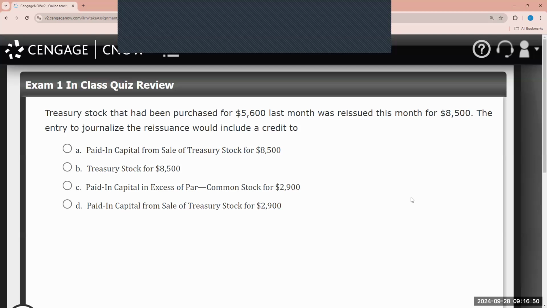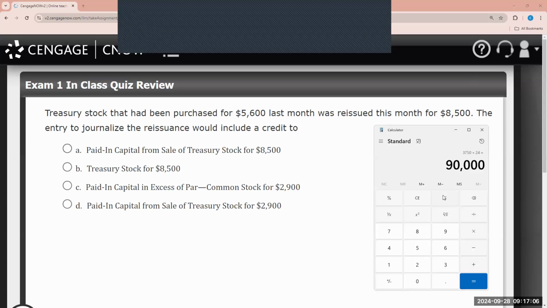Next, we see the entry to journalize the reissuance would include a credit. Treasury stock that had been purchased for $5,600 last month was reissued this month for $8,500. The entry to journalize the reissuance would include a credit of. So we see that there's a difference between the two. We purchased it for $5,600. It was resold for $8,500. So $8,500 minus $5,600, there's a difference of $2,900. So based on that, we're going to either choose C or D.